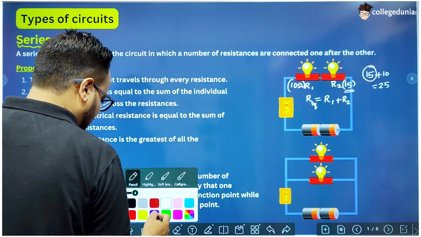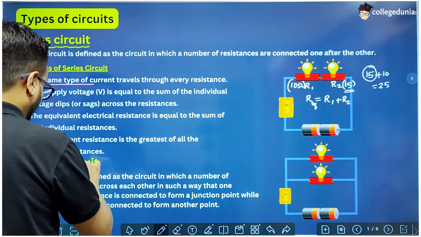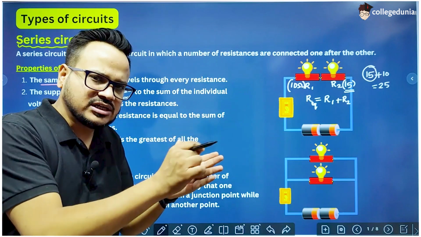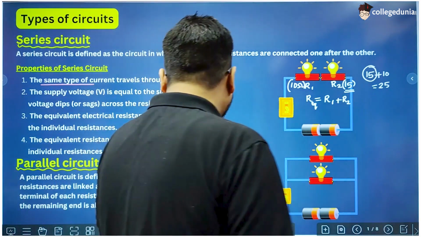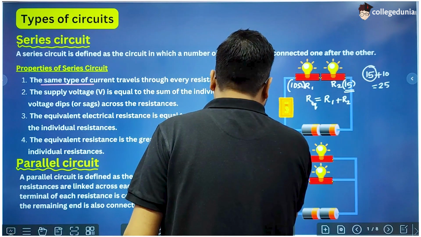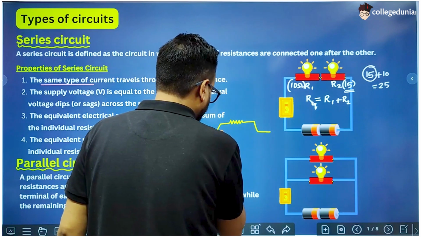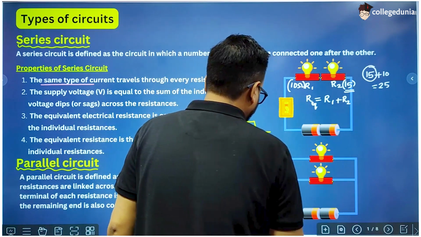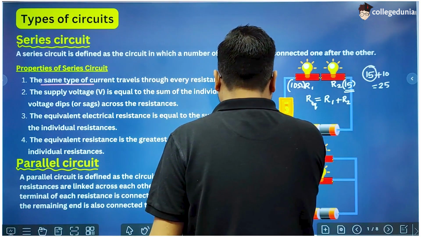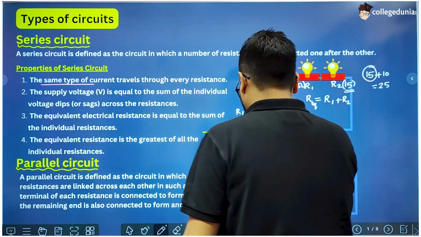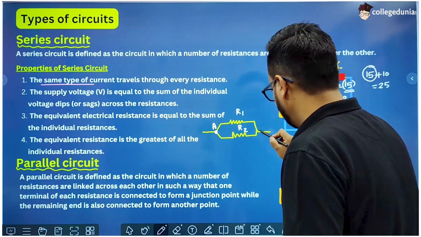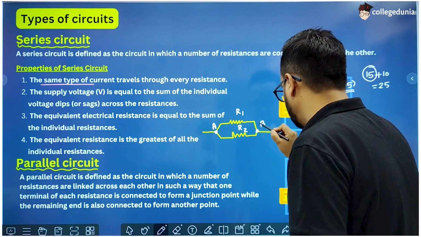Second type of circuit is a parallel circuit. In a parallel circuit, we connect all the components. One end of all the components is connected to a common point, and the other end of all the components is also connected to another common point. For example, here I have connected two resistors in parallel arrangement. If this is the resistance R1 and this is the resistance R2, then one end of R1 and R2 is at point A, and the other end of R1 and R2 is at point B.